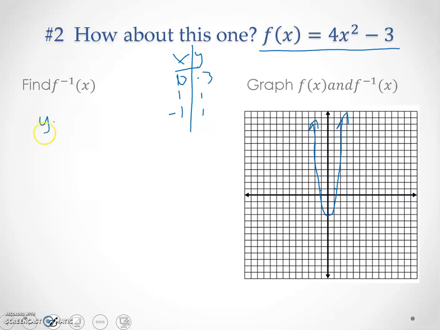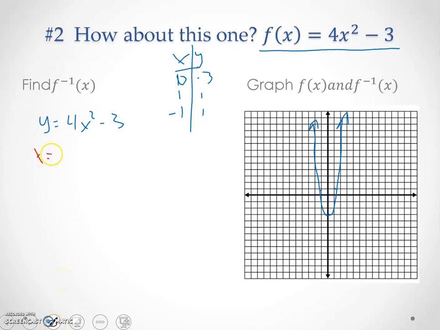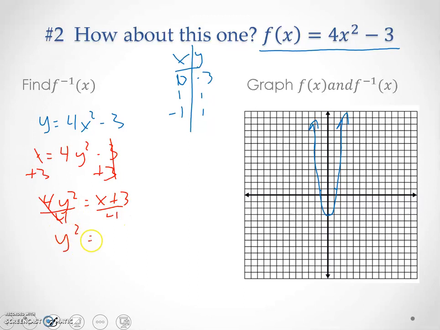So right now we have y equals 4x squared minus 3. And again, just like before, we're going to switch the x and the y around. We're going to write it as x equals 4 times y squared minus 3. And now we're going to get the y squared by itself. So I'm going to start by adding 3 to both sides. So on the right hand side, we're going to have 4y squared, and on the left, we're going to have x plus 3. But then I'm going to divide everything by 4. So now I'm going to have y squared equals (x plus 3) divided by 4.